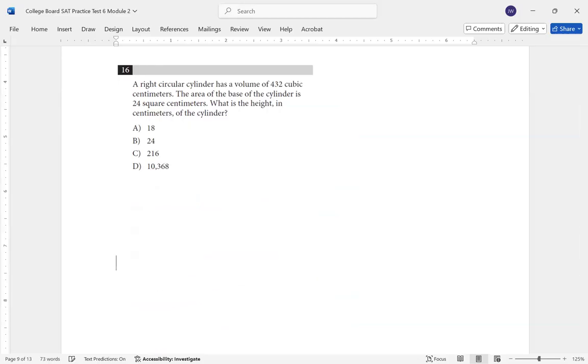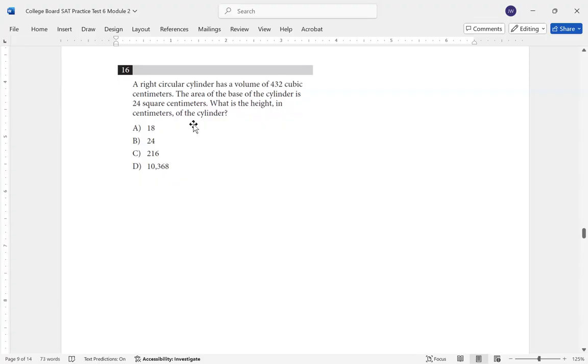Question 16. A right circular cylinder has a volume of 432 cubic centimeters. The area of the base of the cylinder is 24 square centimeters. What is the height in centimeters of the cylinder? So a right circular cylinder has a volume of 432 cubic centimeters. The area of the base is 24 square centimeters. What is the height?